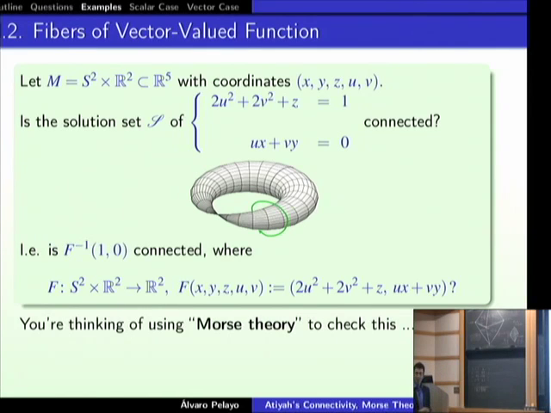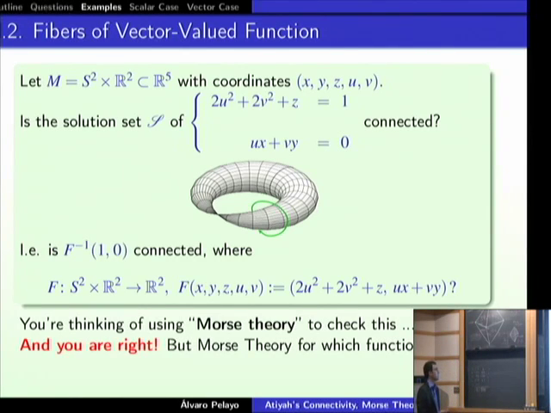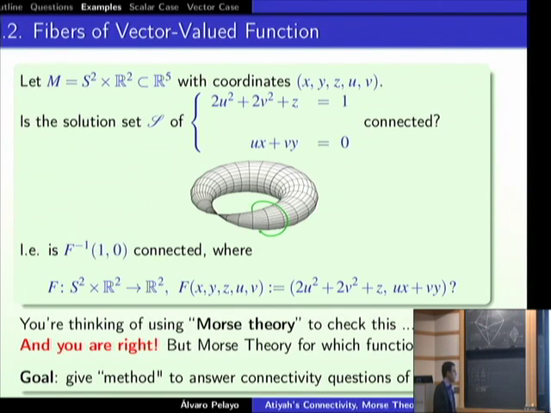So of course, I know that you're thinking of using Morse theory to check that something of this nature is connected. And you're right, but Morse theory for which function? Because now my capital F takes values in R2, and we know that Morse theory is for functions that take real values, right? So Morse theory doesn't apply directly, but it seems that you should be able to recover some Morse theory for functions that take values in Rn, where n is greater than 1, to answer questions of this type. So the goal of my talk is going to be to discuss a method to answer questions of this type.